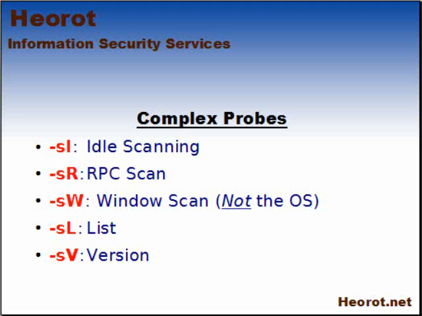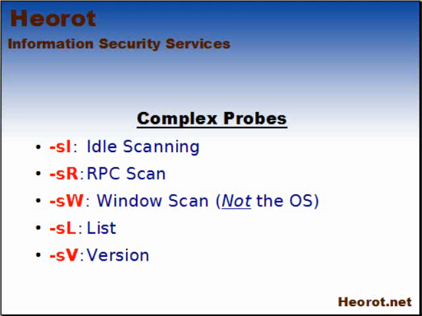The -sW probe uses TCP window size information to determine if a port is open or not. If a port is closed, the window is always 0. If a port is open, the window is something other than 0, even if the server tells you that there's nothing on that port. This is actually a very clever trick and often yields good results.